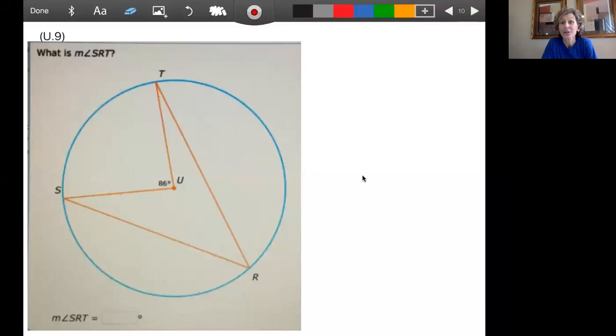Okay, wow, you guys are doing amazing. So let me go ahead and add a few examples from U.9, from the IXL. I'm learning that a lot of you like to get those done ahead of time. So here's a couple examples.